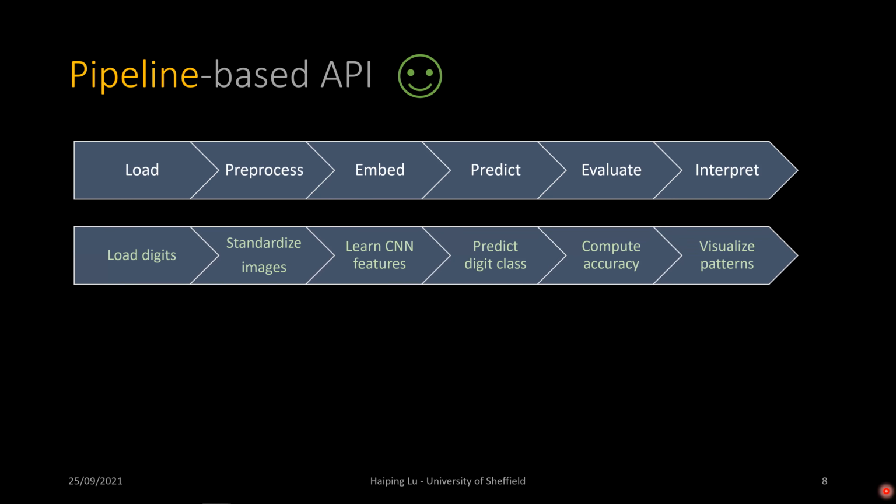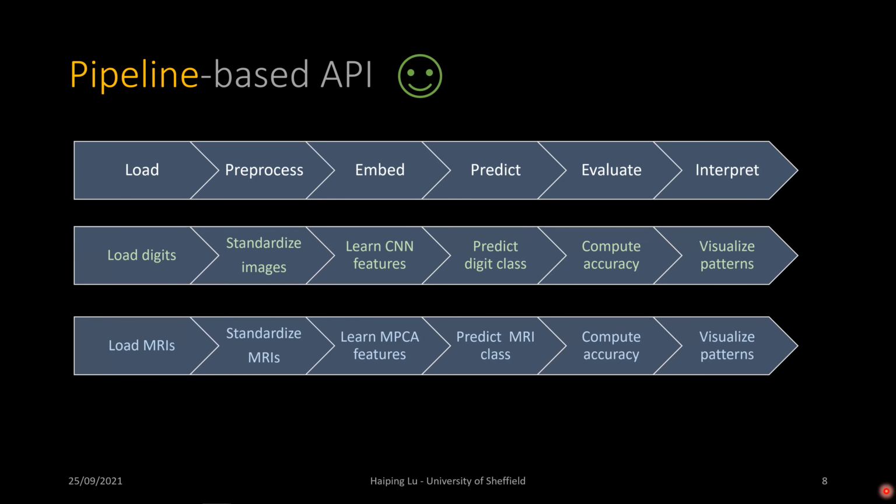For the classic digit classification problem, we load the digits first and standardize the images, learn the CNN features, and predict the digit class using a classifier. And then we computed the prediction accuracy and visualize the learned features for interpretation.